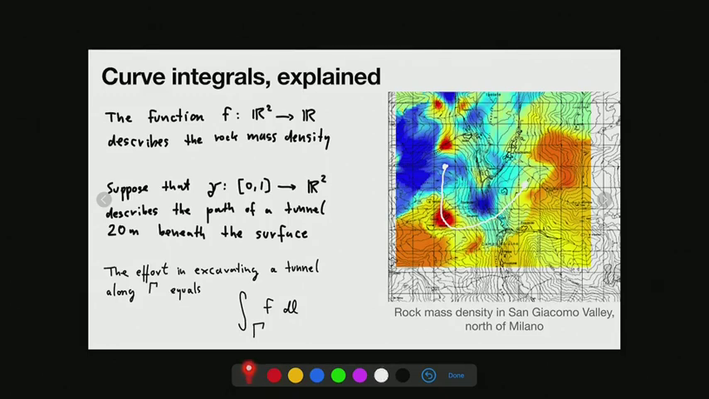And let's say we've got a curve gamma, and we parameterize it from 0 to 1. We could take any other parameterization, but we just pick 0 to 1. That describes the path of a tunnel, well, let's say it's 20 meters beneath the surface. Then the effort in excavating the tunnel can be described roughly by a curve integral. Namely, we integrate the rock mass density along this curve. That will roughly tell us how difficult it is to excavate a tunnel there underneath.